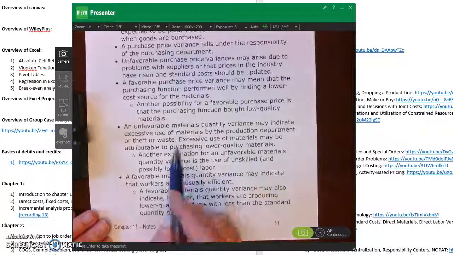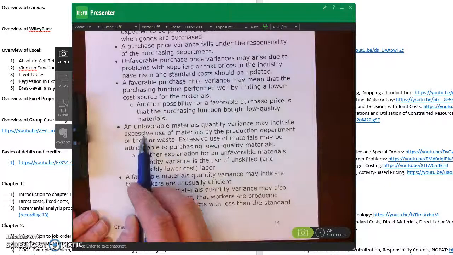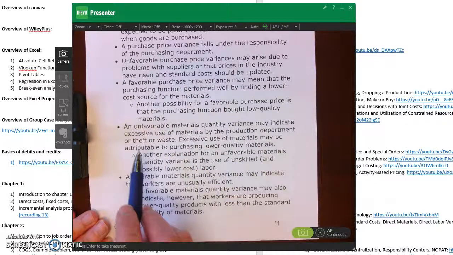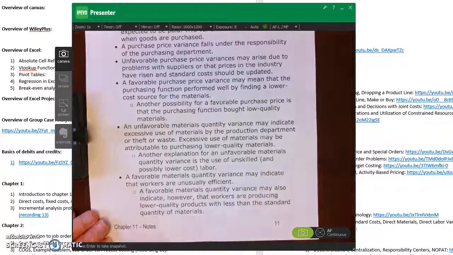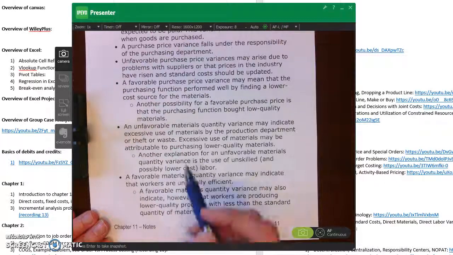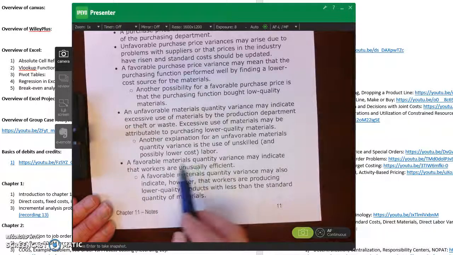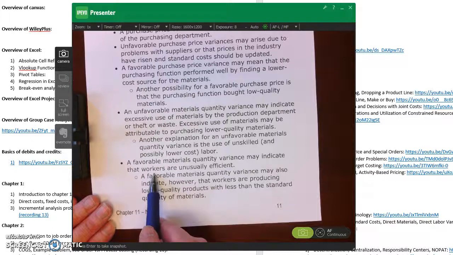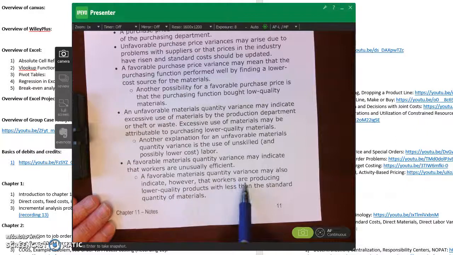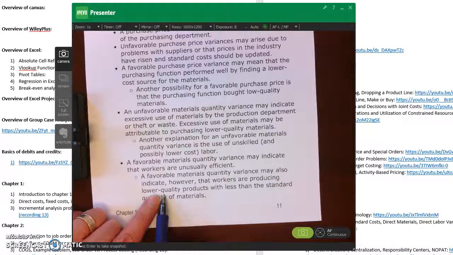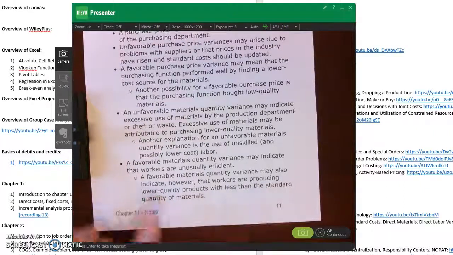When we have an unfavorable materials quantity variance, that means that we have excessive use of materials, okay? That could be attributed to purchasing cheap materials, okay? Another explanation is that we have poor labor, right? We have unskilled labor, they don't know what they're doing, and so they actually had more rejects, okay? A favorable materials quantity variance may also indicate that the materials are unusually efficient. That could also, however, indicate that workers are producing lower quality products. They're taking shortcuts, okay, with less than the standard quantity of materials, okay?